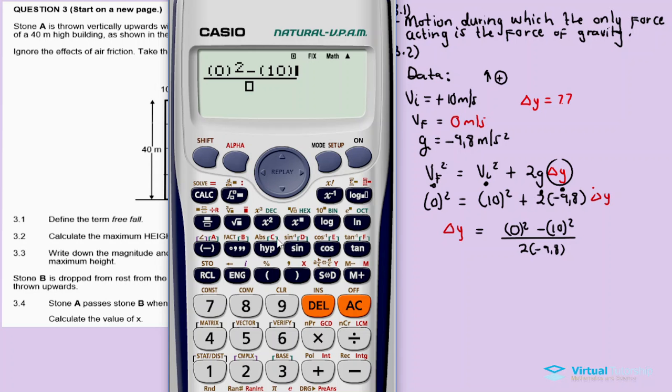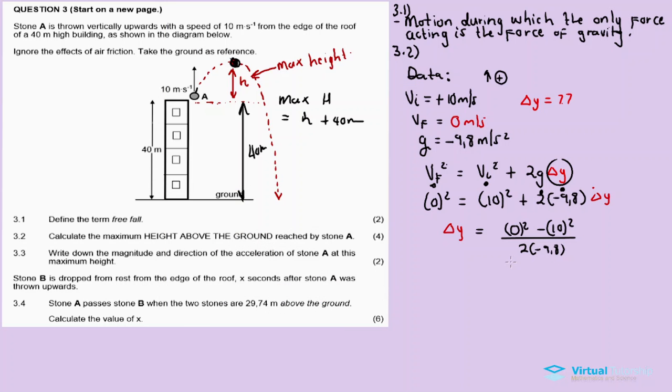It's not like it will make any difference if I put brackets, but I want my teaching to be consistent. When you do substitution, at least put your values in brackets. Why do I say so? Because sometimes the calculator can be dumb. Let me show you something. So our answer is 5.102, so delta y is 5.102 meters.